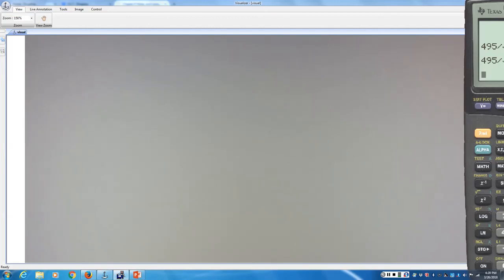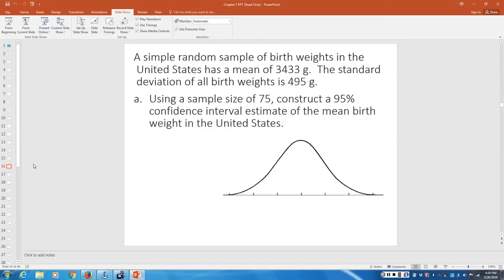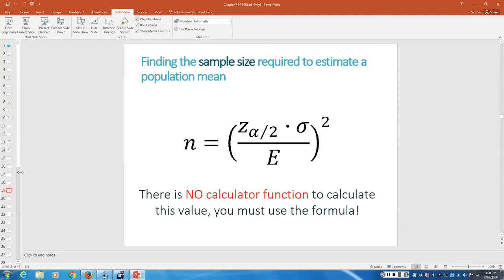Now there's one other thing that we need to learn how to do for this process. And this one you can't use your calculator except to do arithmetic because it isn't dependent upon a formula. So one of the things that we're going to have to do is to be able to find a sample size that we need that's required to estimate a population mean. How big a sample do we need?